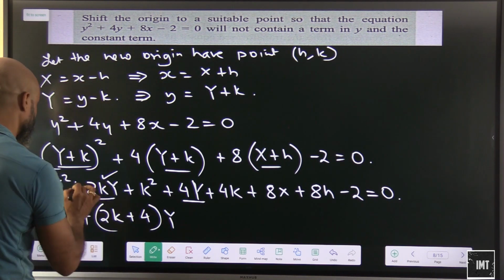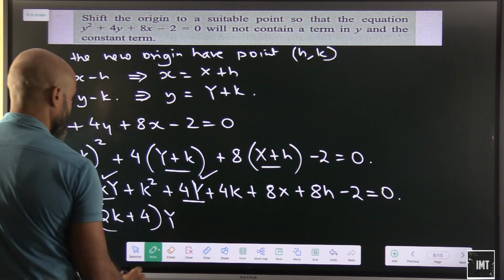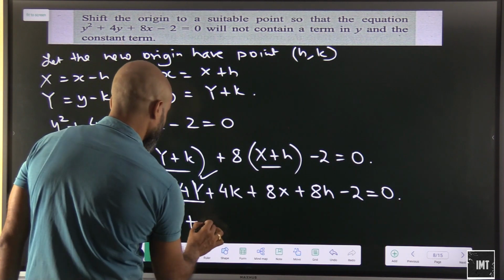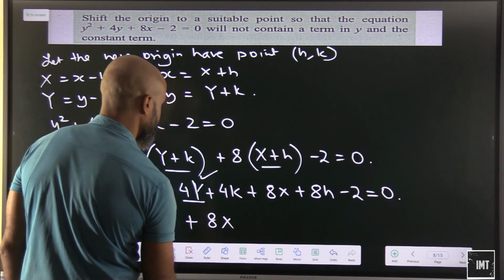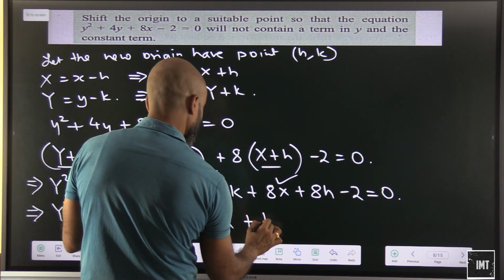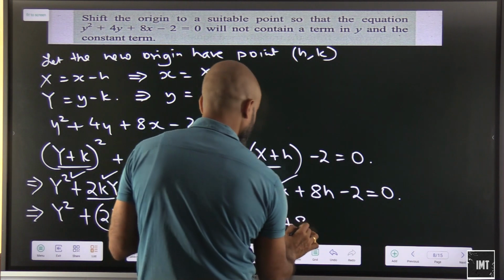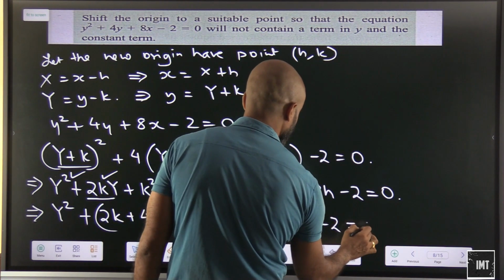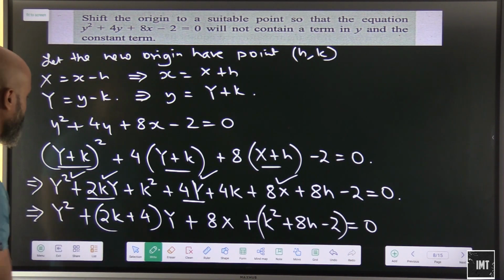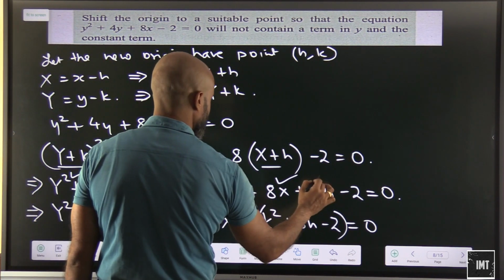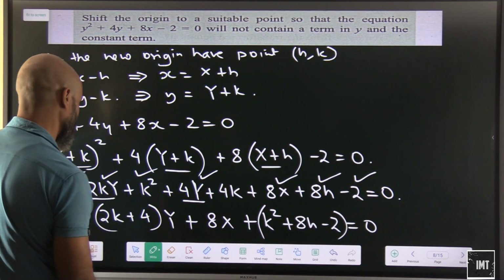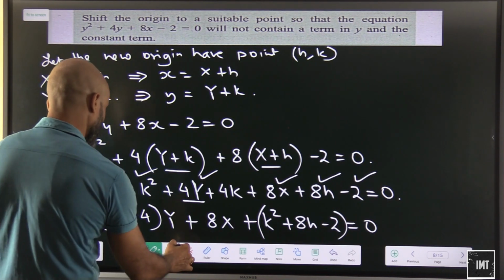So this has been chosen, this has been chosen, and this has been chosen. Plus 8X. Then this will be plus k square plus 8h minus 2 is equal to 0. Okay, so this is k square plus 8h minus 2. 4k, where is 4k? 4k we have not taken. Oh my god, why have we not taken?